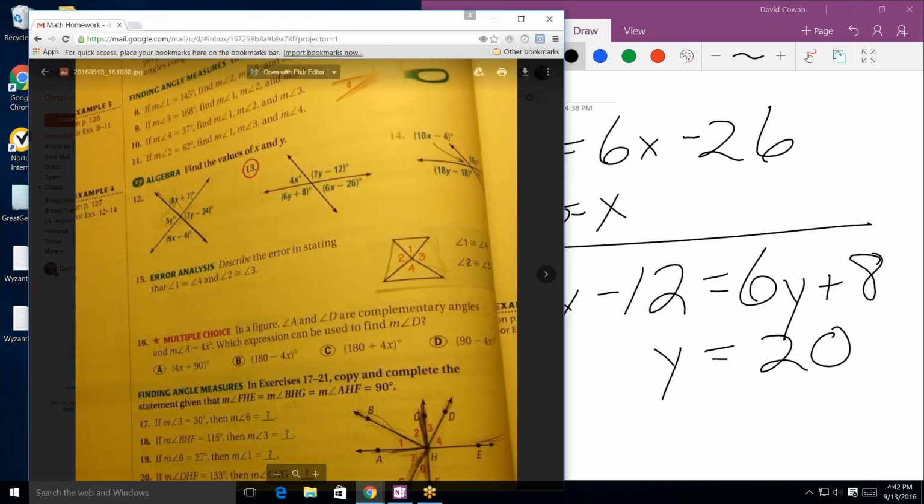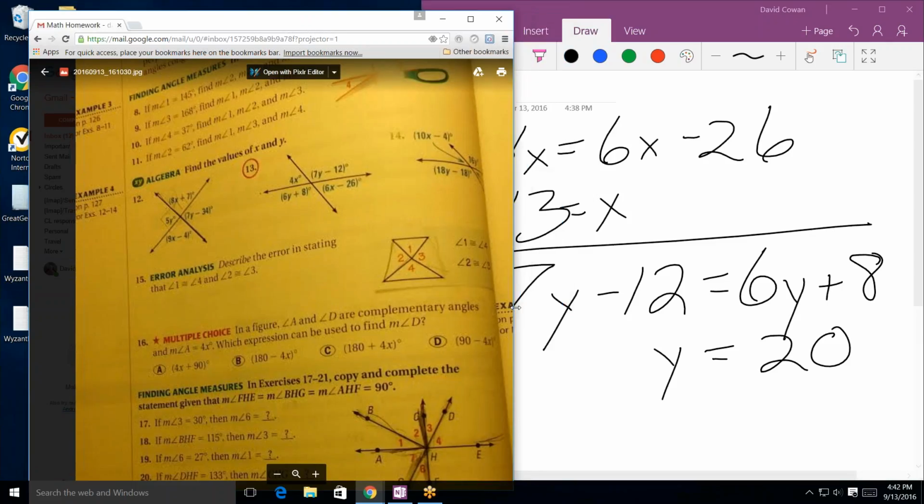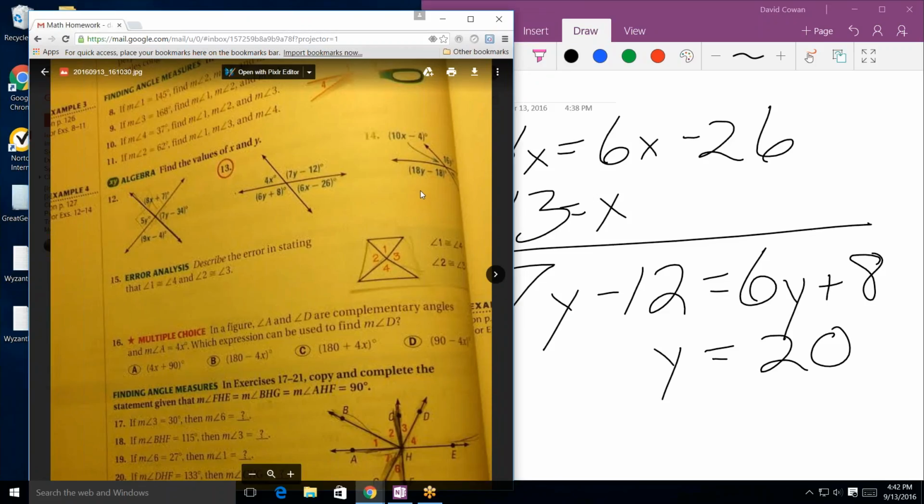Let's just set the equations up. I know you know how to solve these equations. So just on 14, give me the equation to solve for x. 10x minus 4 equals 6x plus 12. Okay, good. I know you know how to solve that.